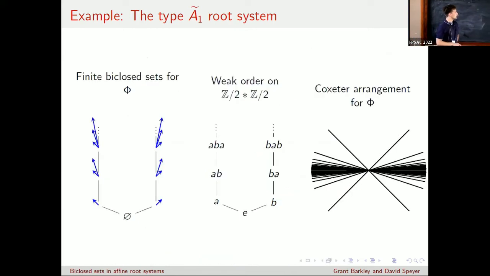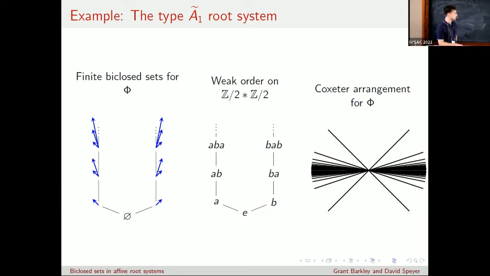So what are we going to do with this? Let's look at the same picture that we were looking at for type A2. Here I've drawn the weak order in a couple of different ways. In the middle, we have the weak order as defined on the other page for this Weyl group. So here are the elements of the group. It's a free product of Z mod 2 with Z mod 2. So all we can do is take our generators and compose them such that we don't go backwards. So we get A, AB, ABA, ABAB, and so forth. And then similarly on the other side, if we start with B.